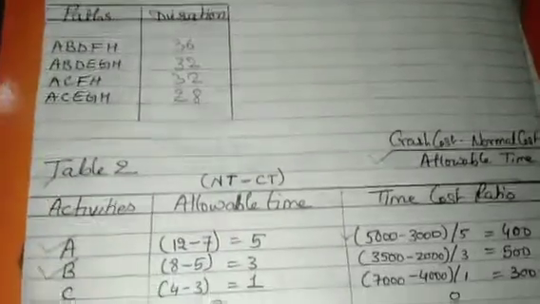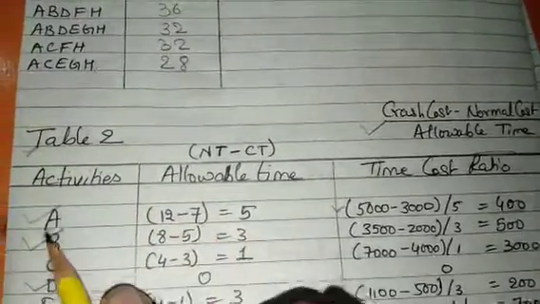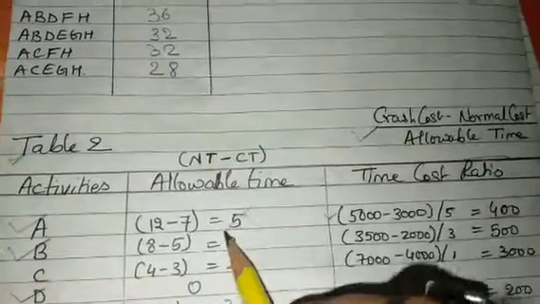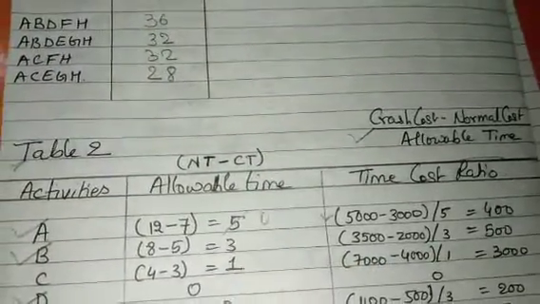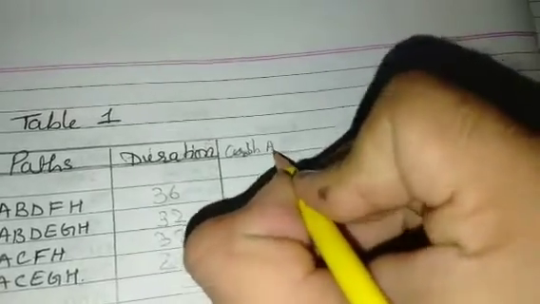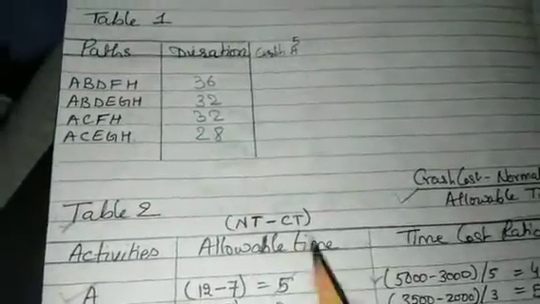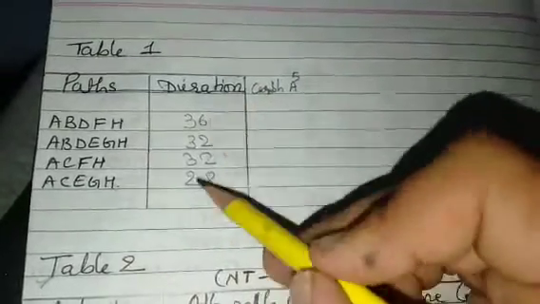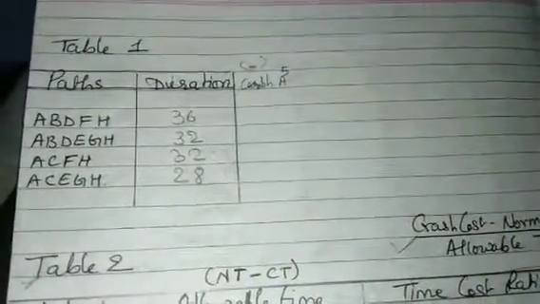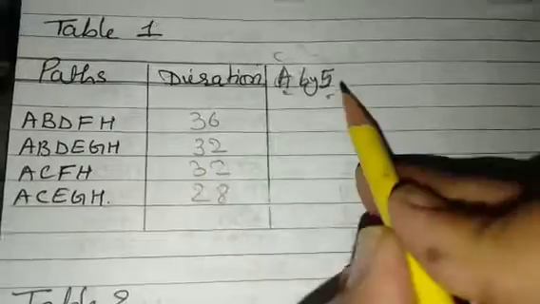Now, for the first step, we can crash activity A by 5 days, so I would crash it and write 0. So I am crashing A by 5 days. What happens is that wherever activity A is present, I have to subtract 5. From all these paths I would subtract the value of A as 5. So 36 minus 5 would be 31.